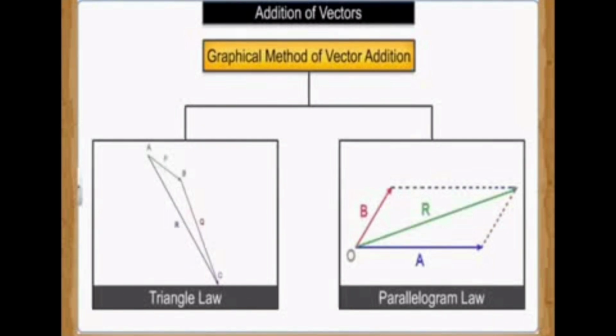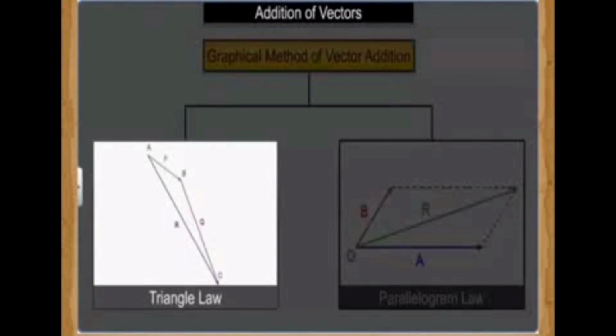These are very important questions: the parallelogram law of vectors and the triangle law of vectors. First, we are going to see the triangle law of vectors. In the graphical method, you take two vectors, p vector and q vector. The arrow mark indicates the direction and the length of the line indicates the magnitude. So AB is taken as the p vector.